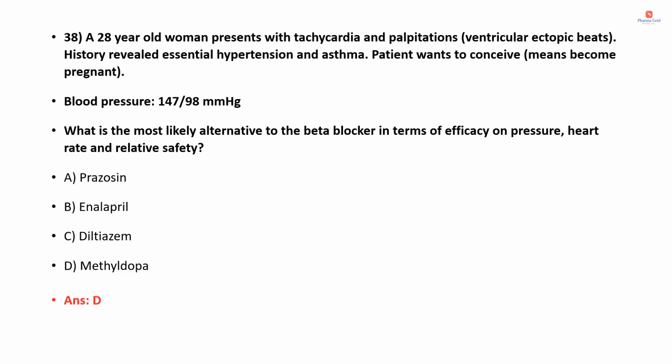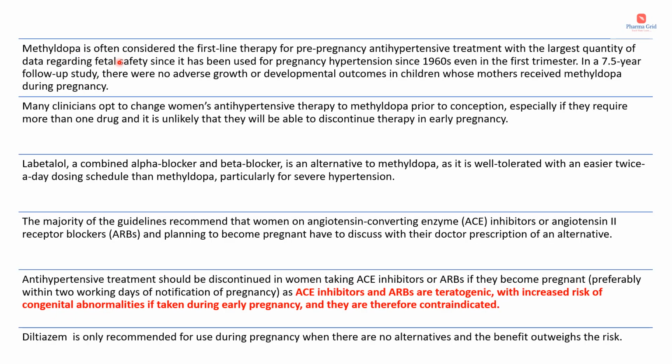So here the correct answer is option D, that is methyl dopa. Methyl dopa is often considered the first-line therapy for pre-pregnancy antihypertensive treatment, with the largest quantity of data regarding fetal safety, since it has been used for pregnancy hypertension since the 1960s, even in the first trimester. In a 7.5-year follow-up study, there were no adverse growth or developmental outcomes in children whose mothers received methyl dopa during pregnancy.